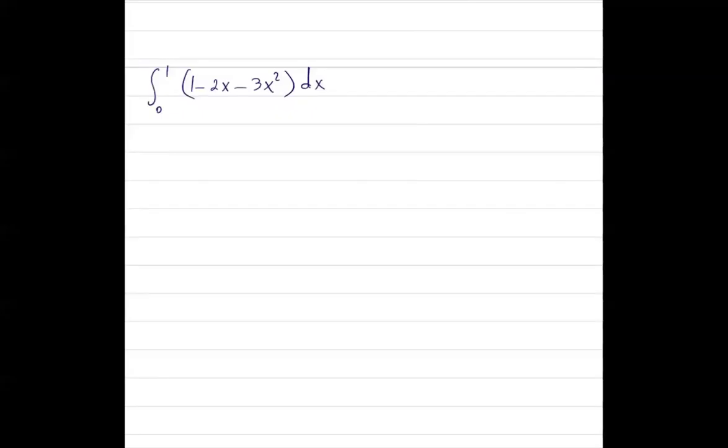Our goal is to evaluate this definite integral. To calculate this definite integral, remember that the integral of k dx is kx plus c. The integral of x dx is x squared divided by 2 plus c. And in general, the integral of x to the n dx is x to the power n plus 1 divided by n plus 1 plus c. And note that n cannot be equal to -1.